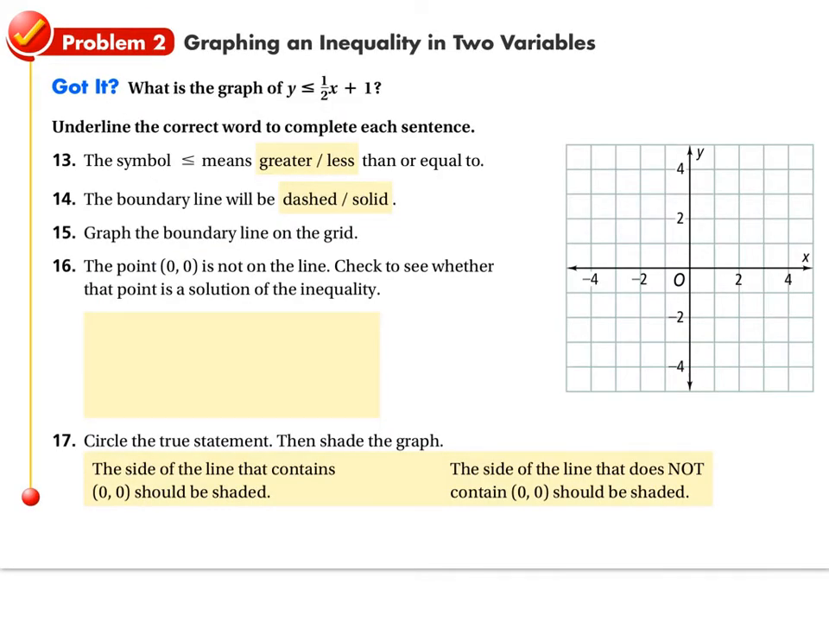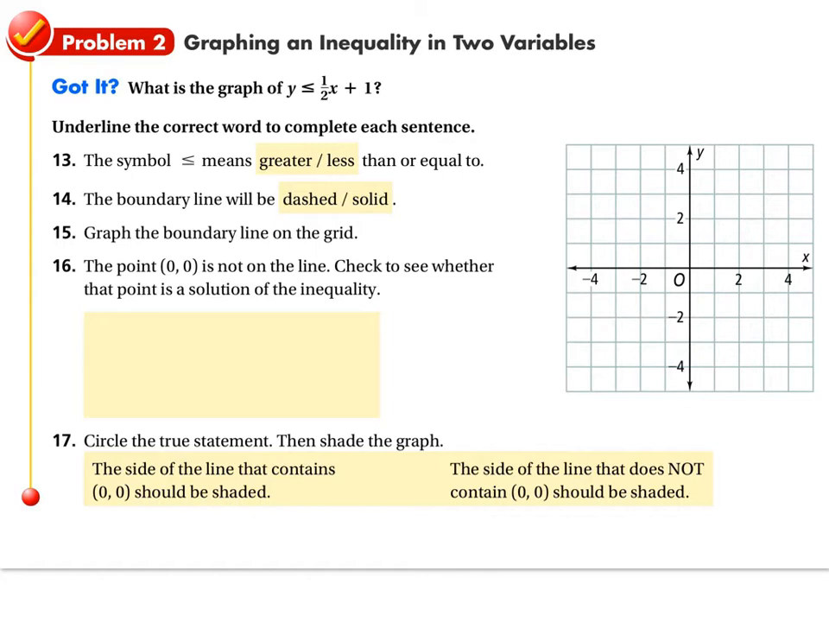What is the graph of y is less than or equal to 1/2 x plus 1? Let's go through some of the basic terminology. Before we start this, you really should be able to graph y is equal to 1/2 x plus 1. This is in slope-intercept form if it had an equal sign. So you should be able to determine what your b is, your y-intercept, and what your m, your slope, is.